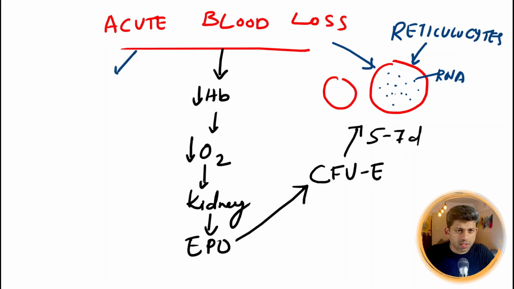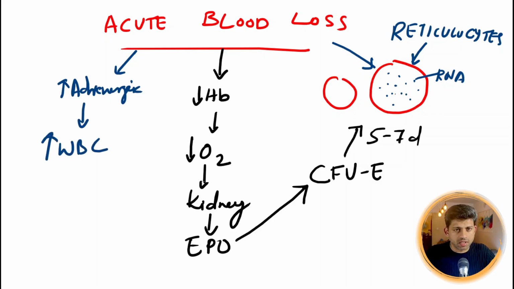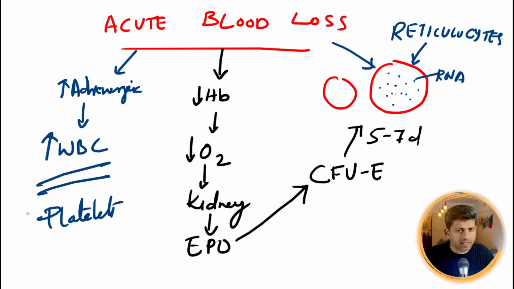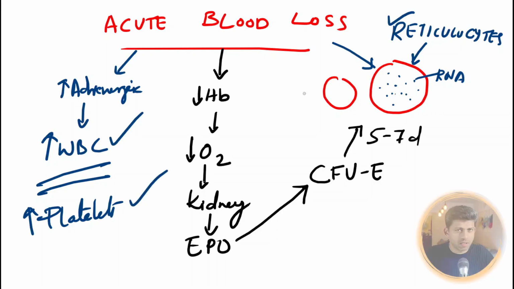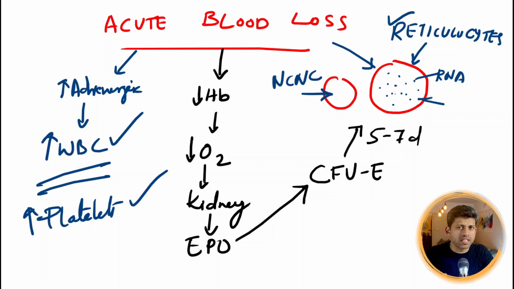If acute blood loss is severe enough to cause reduction of blood pressure, it can stimulate adrenergic hormone release, which increases WBCs. The recovery phase is also accompanied by an increase in platelets. So, acute blood loss results in reticulocytosis, leukocytosis, and thrombocytosis. Early on, anemia in acute blood loss is normocytic normochromic. Later, the increased size of reticulocytes contributes to a macrocytic picture.